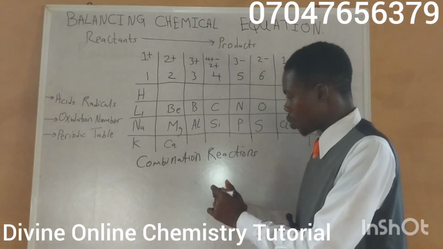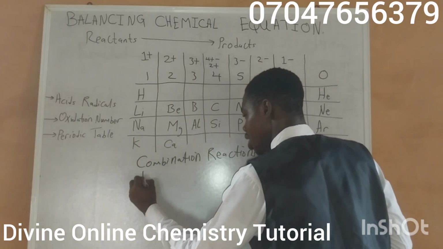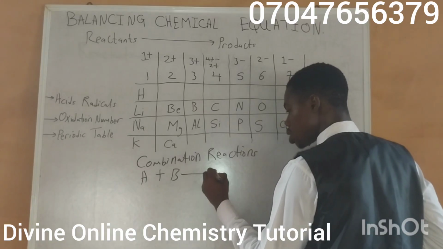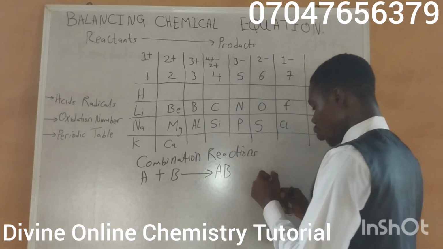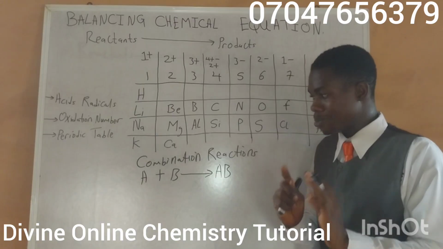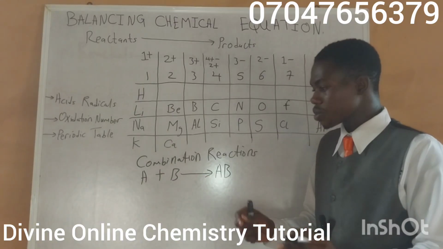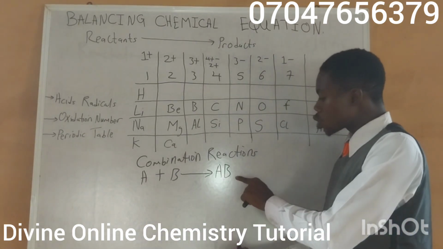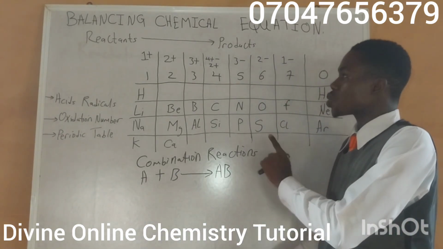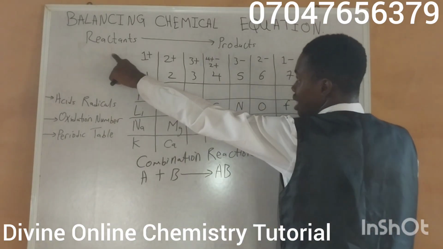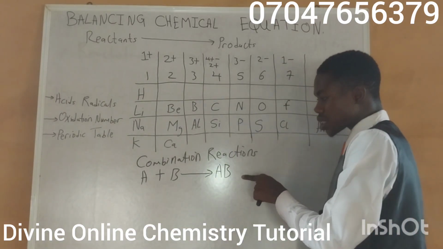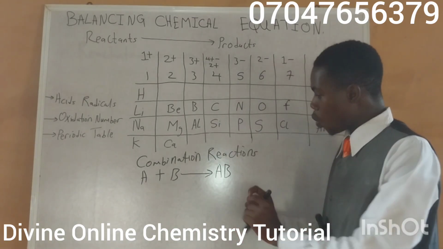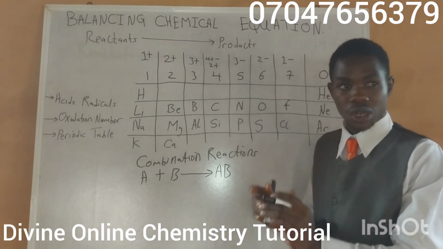So let's use an illustration. For example, A plus B will give us AB. This is what a combination reaction is talking about. Two or more elements or smaller compounds combine together and collide to form just one single compound at the product side. Don't forget, the one at the left hand side is known as the reactant, the one at the right hand side is known as the product. So for the product to be formed, the reactants have to react together.